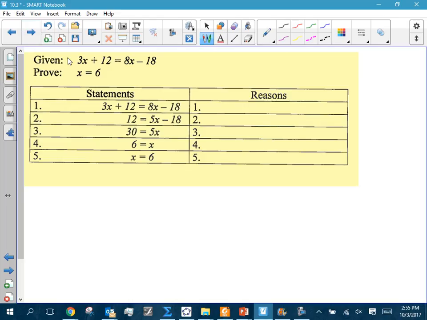What I want to do here is just remind us, initially when we start doing these proofs, I'm going to put that if and then in there, but eventually when we start doing these on our own, it's just going to be assumed if and then. But they're saying if we start you off with 3x plus 12 equals 8x minus 18, can you then prove logically, with properties and theorems and definitions and all that kind of stuff, that x is equal to 6?